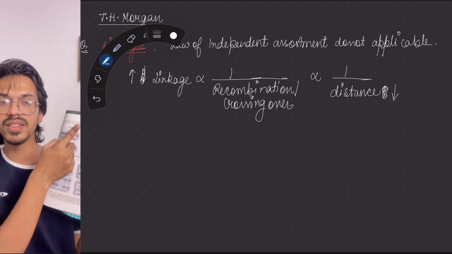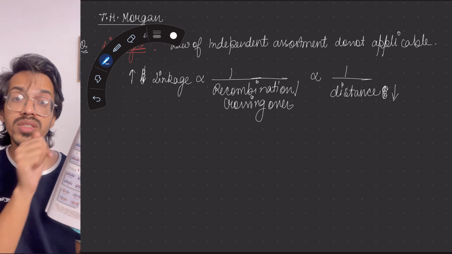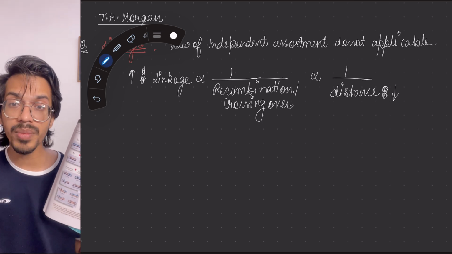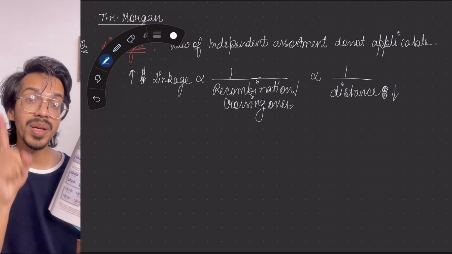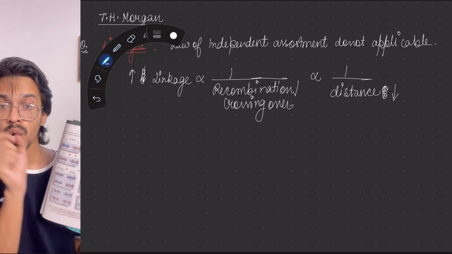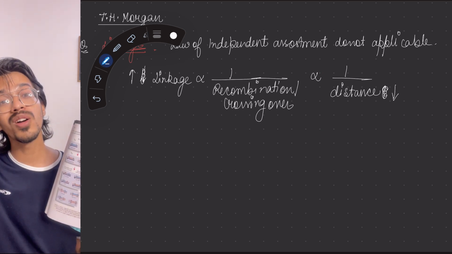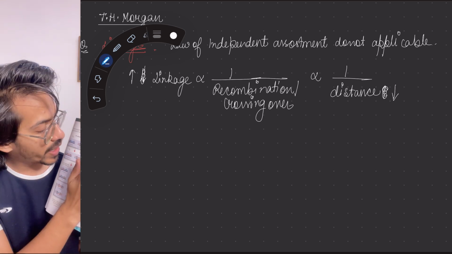So tell me, in this one or this one, where are there more chances of crossing over and new recombinants forming? Second one, because they are far off. More the distance, less the linkage, more crossing over. So here it would be less.